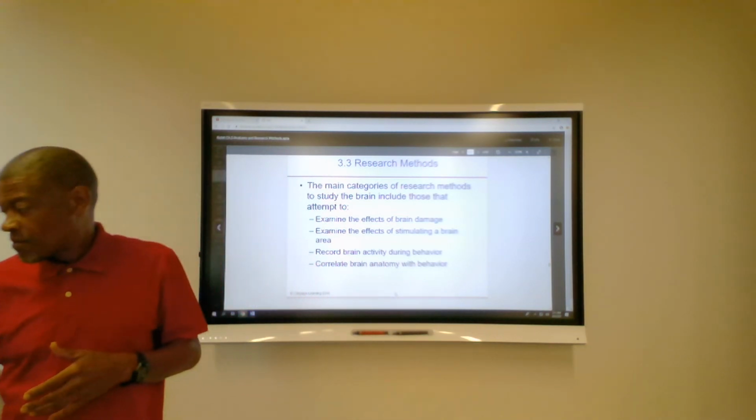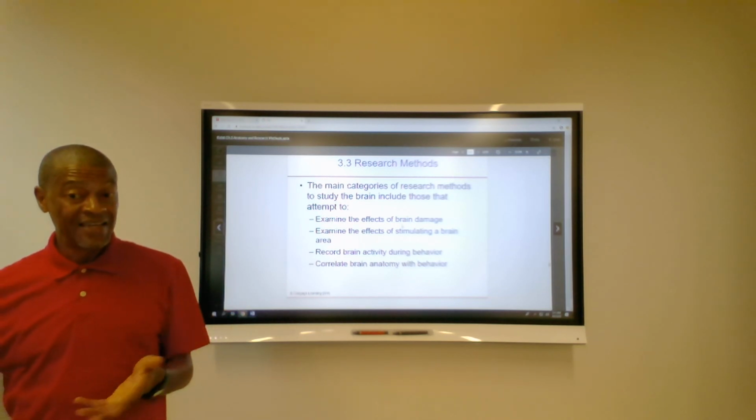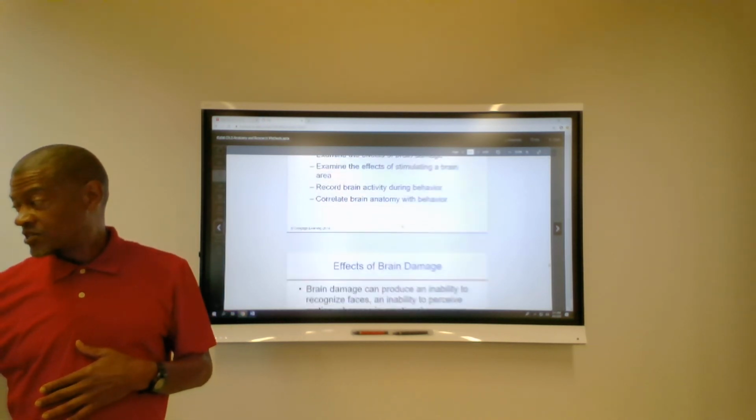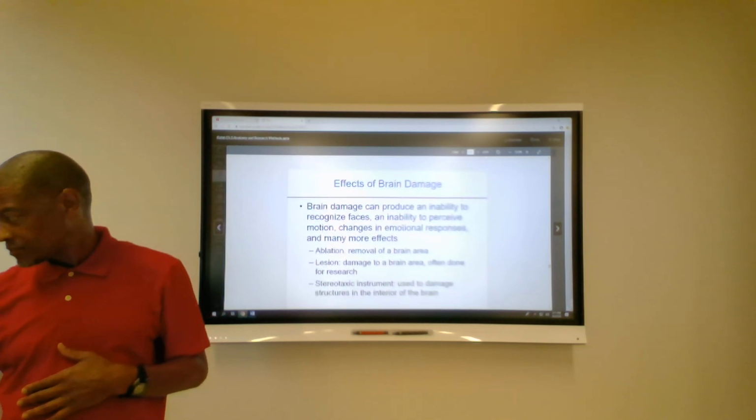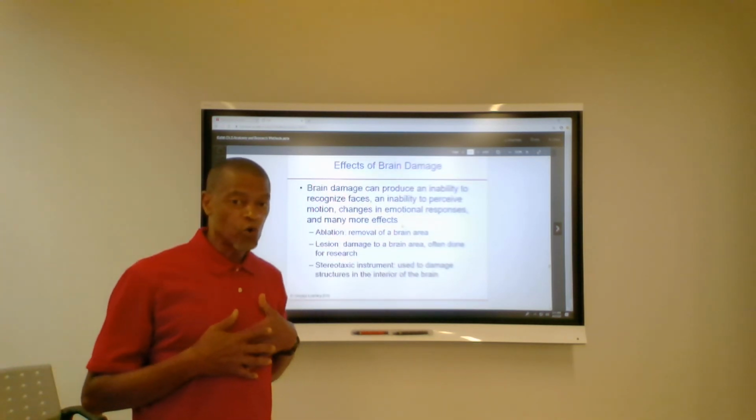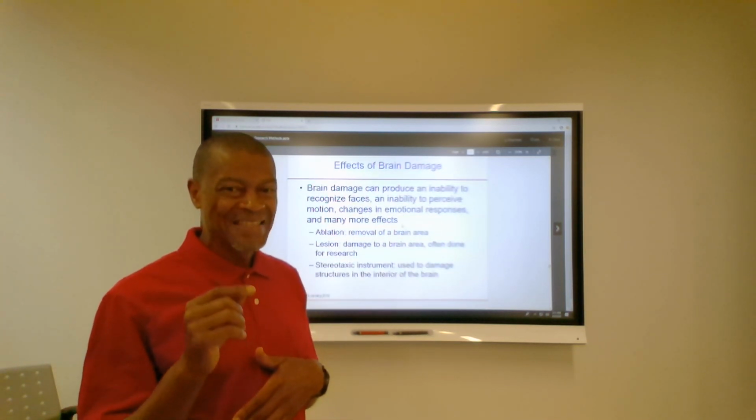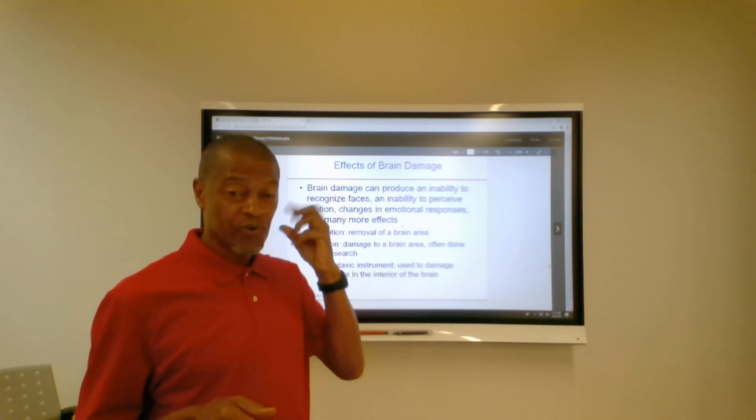So when we talk about recording brain activity, you've heard of EEG. Well, EEG is not an EKG. EKG is electrocardiogram. EEG is electroencephalogram. So it measures electrical activity in the brain.